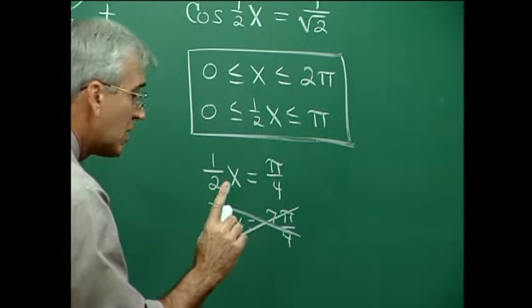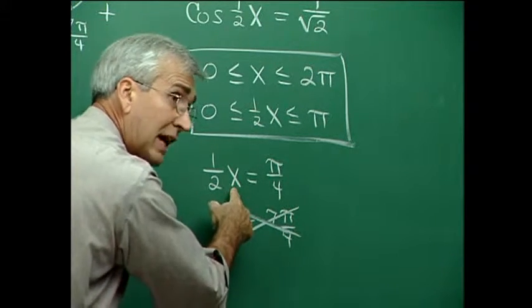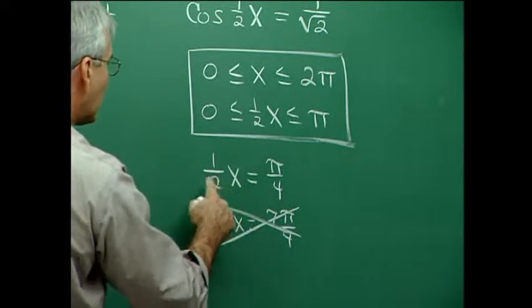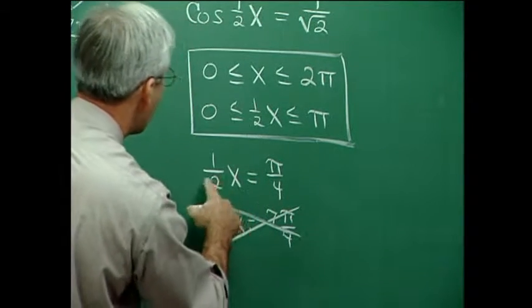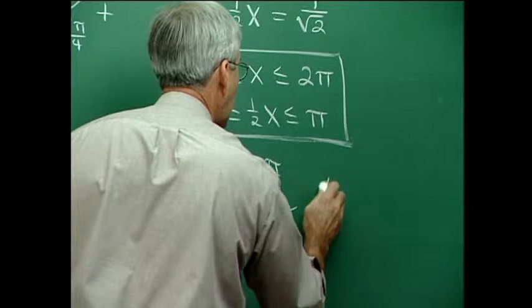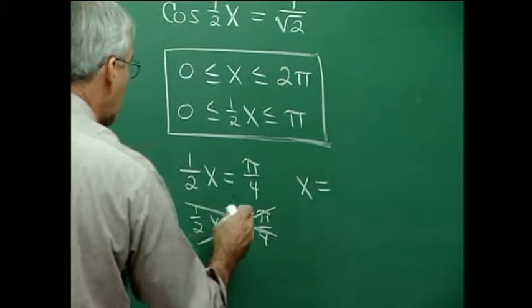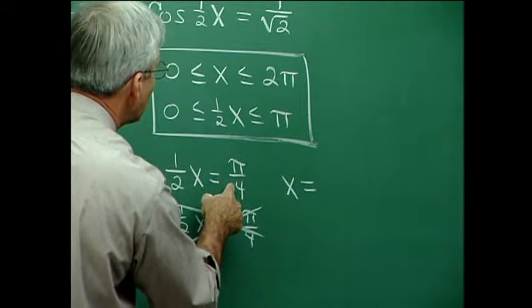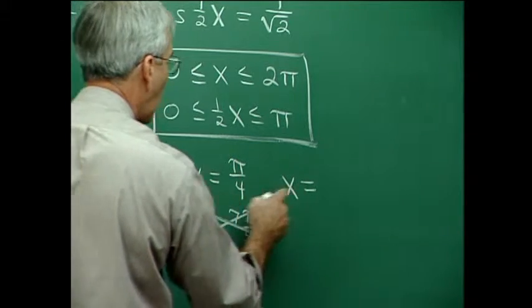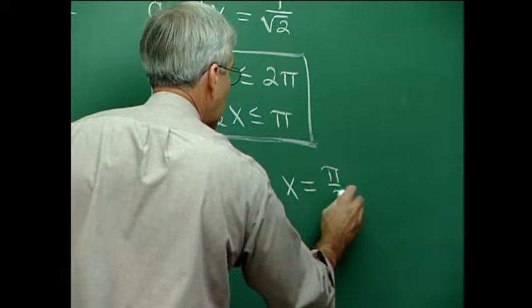But we're not finished, because we want the value of x, not the value of 1/2 x. So if I multiply by 2 on both sides, I find x to be equal to, multiply this by 2, and we have 2 pi over 4, which is simply pi over 2.